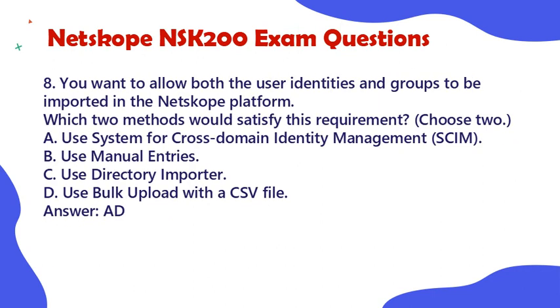8. You want to allow both the user identities and groups to be imported in the Netskope platform. Which two methods would satisfy this requirement? Choose 2. A. Use System for Cross-domain Identity Management, SCIM. B. Use manual entries. C. Use directory importer. D. Use bulk upload with a CSV file. Answer: A, D.